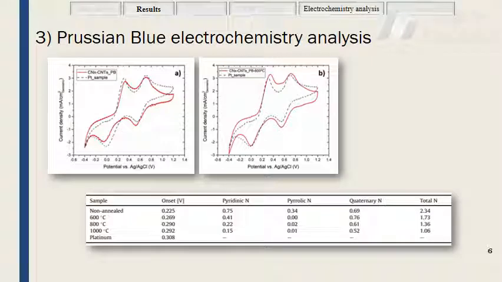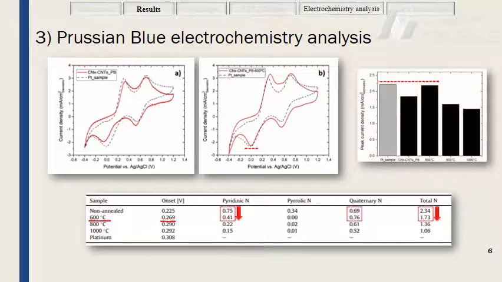However, when performing the treatment at 600 degrees, there was a drastic decrease in the total nitrogen and especially in the pyridinic species, but the quaternary species had a slight increase. Likewise, a considerable increase in ORR activity was seen for samples that can compete against platinum.